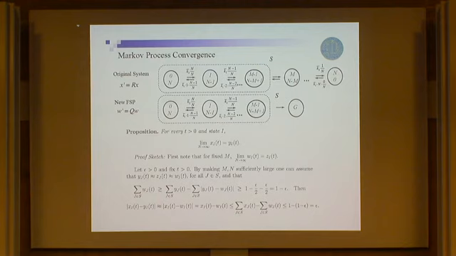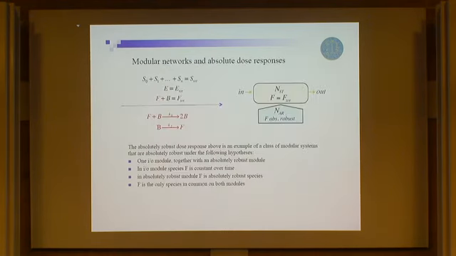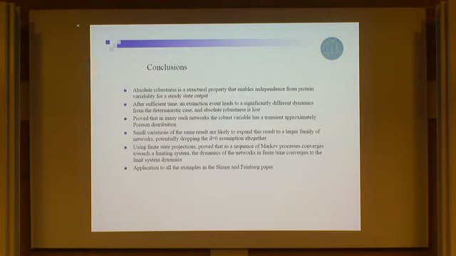Anyways, that was a bit fast, but I'm happy to answer questions about this later or even now. And that's it. So the conclusion is absolute robustness is a property that you can test by just looking at the structure, the topology of the system, without regard to the parameters, which is very valuable in biology.